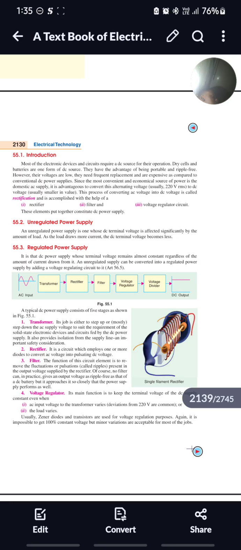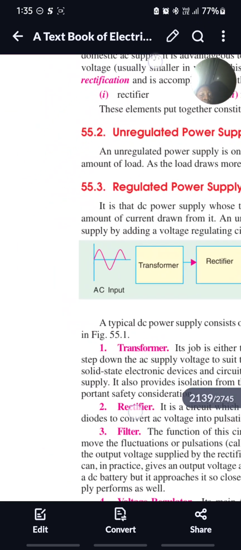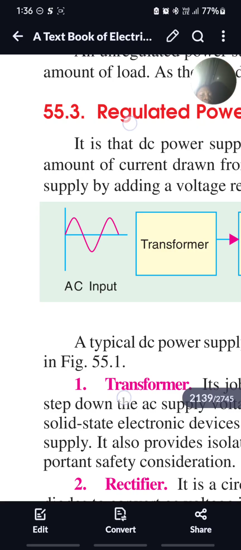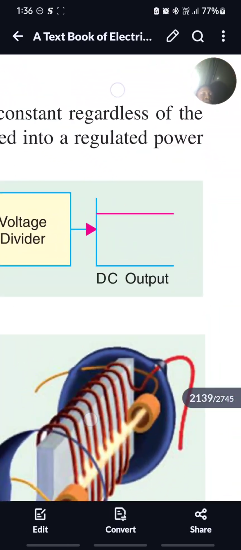AC is in the form of, let's say, it is not straight, something like this. If you can see, it is not straight. Let me zoom it. You see it is not straight. Now you are trying to convert this to this one, something that is like a straight stuff.